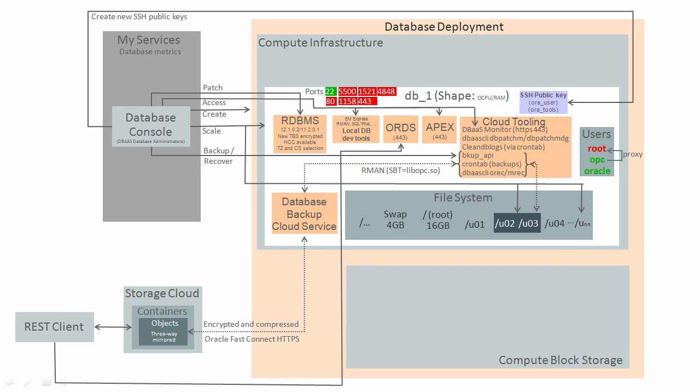Looking in more detail, your database as a service instance is comprised of a VM allocated from the compute infrastructure and an underlying block storage from where its file system is created. This additional resource is part of what is called compute block storage.